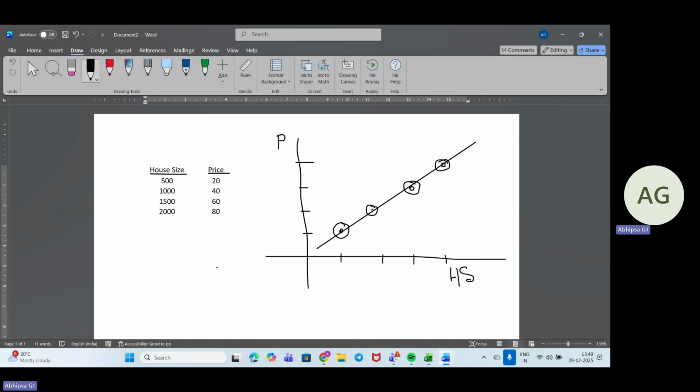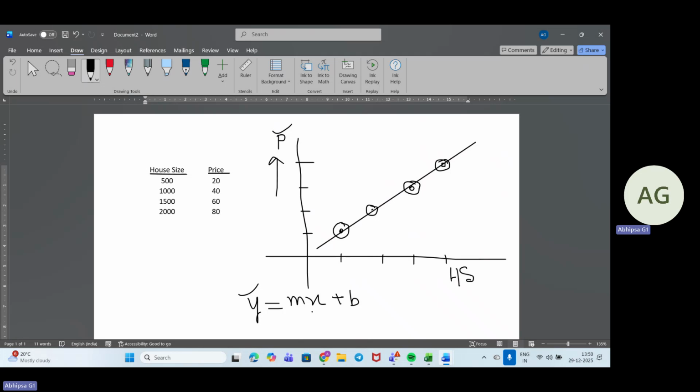Now coming down to the formula. All of you know the formula of a straight line: y equals mx plus c. Now, what is y? Y is the house price, because along the y-axis we have taken the price.